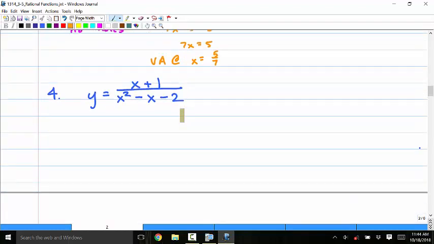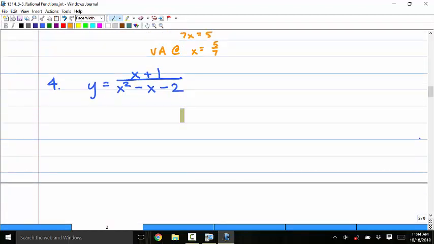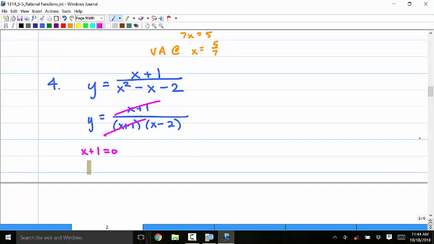Number 4, is it factored? No. Can you factor it? I hope. You get x plus 1 over (x plus 1)(x minus 2). Are there any common factors? Yes, x plus 1. So x equals -1, there's going to be a hole there.